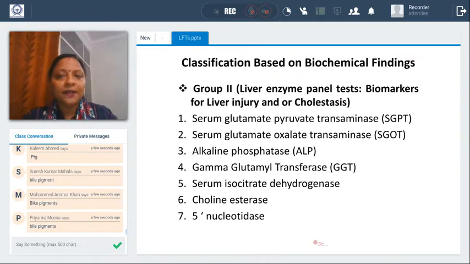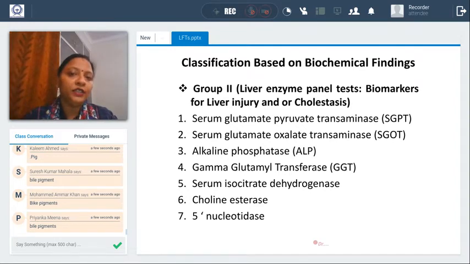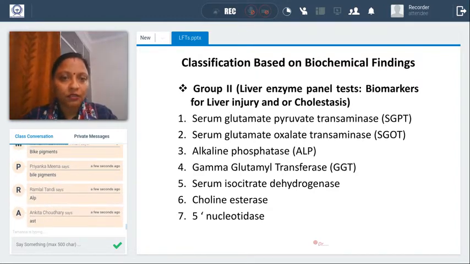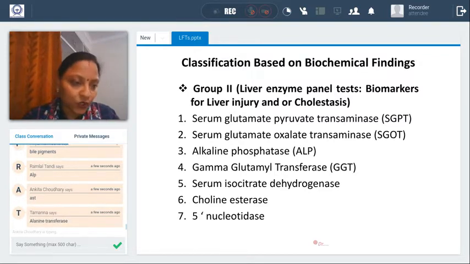The next group is the liver enzyme panel tests or biomarkers for liver injury or cholestasis. We have already studied these parameters in our previous class, that of clinical enzymology. Please write down what is SGPT. What is another name of SGPT? Please write in the box. This is totally repetition. What is SGPT and what is SGOT?